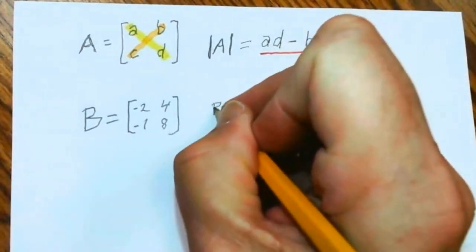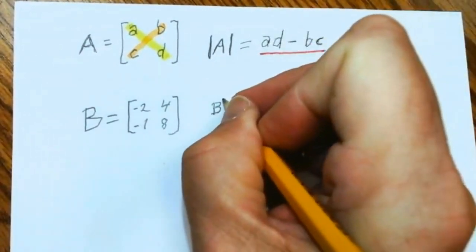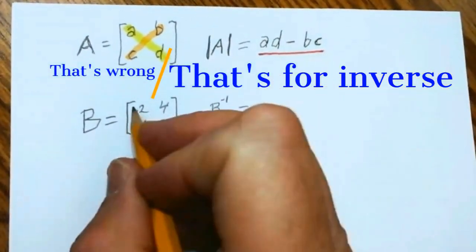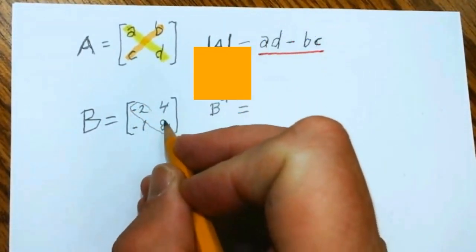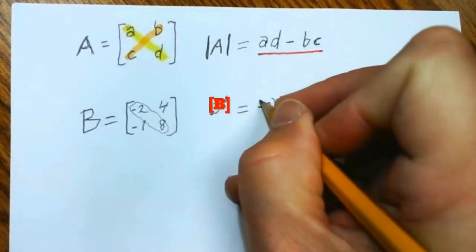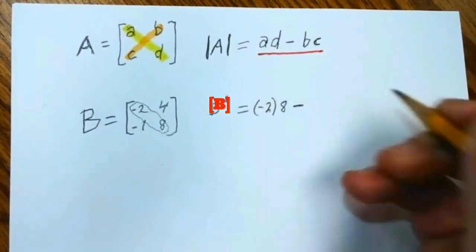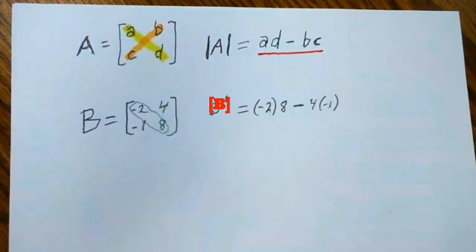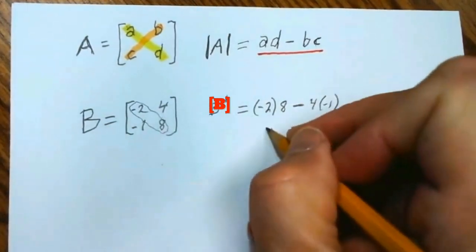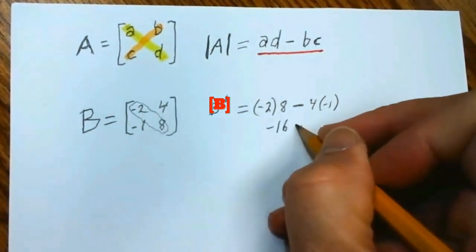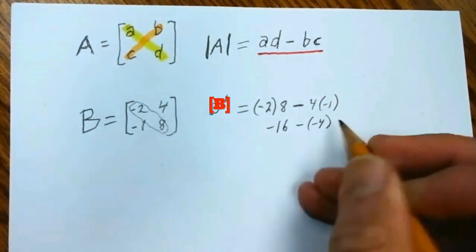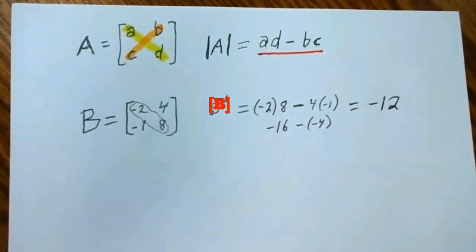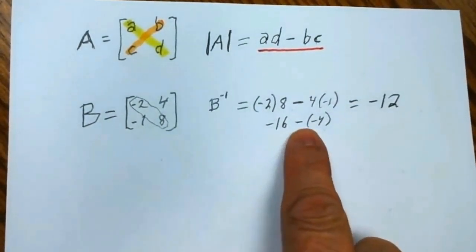So the determinant, which another way you can say the determinant is like that. All right, so it's going to equal these two first, -2 times 8 minus 4 times -1. Well, -2 times 8 is -16 minus -4, which means we're adding it. So the determinant is -12, because -16 plus 4 is -12.